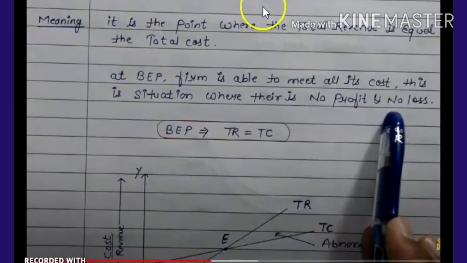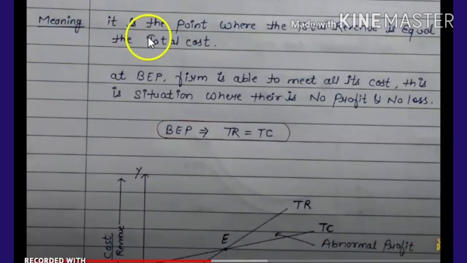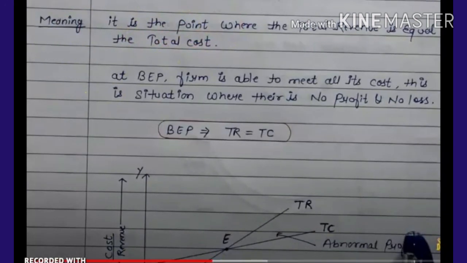So next, break even point. What is the meaning of break even point? It is the point where the total revenue is equal to the total cost. So at BEP, that is break even point, the firm is able to meet all its costs. This is the situation where there is no profit, no loss. So break even point means TR equals TC, total revenue is equal to total cost. What we are spending, that is cost, in return we get the same amount as total revenue.